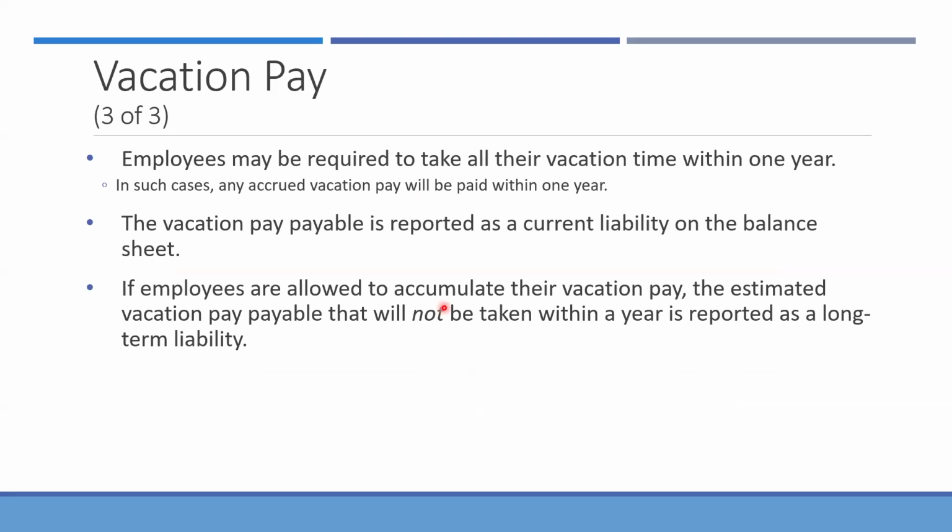And if the employees are allowed to accumulate the vacation pay, the estimated vacation pay payable that will not be taken within a year is recorded as a long-term liability. So we do have to estimate how much of this is actually going to be taken in the next year. And sometimes employees might be required to take it all within 1 year, which makes the accounting simpler. That means it's all going to be a current liability.